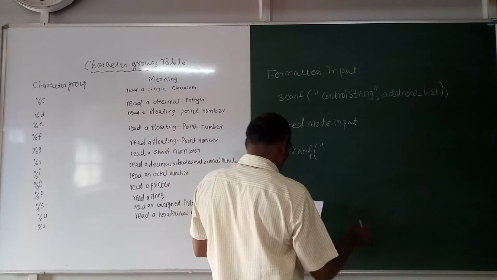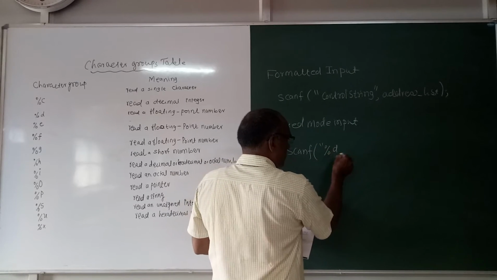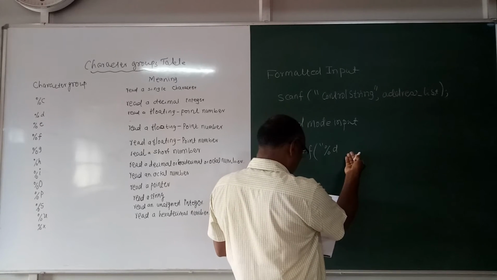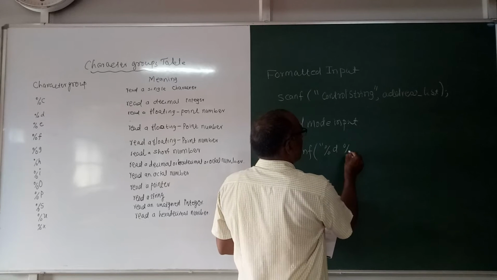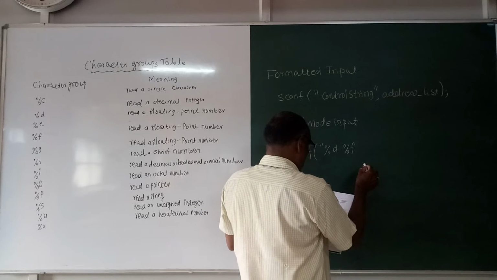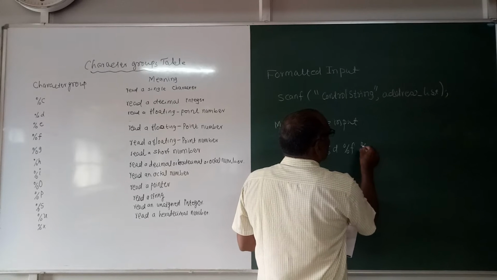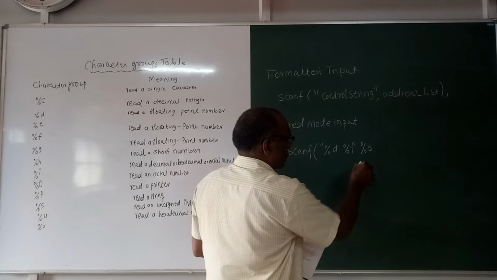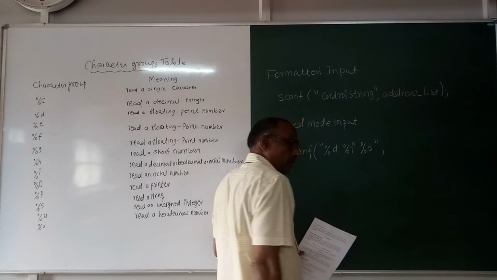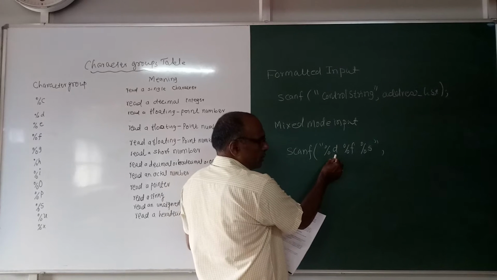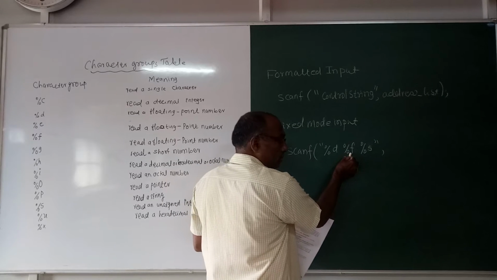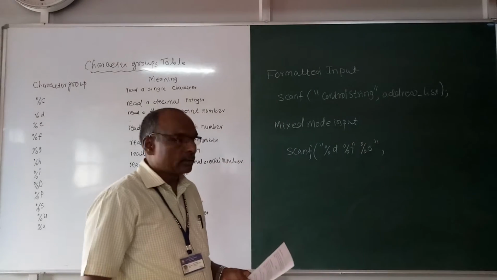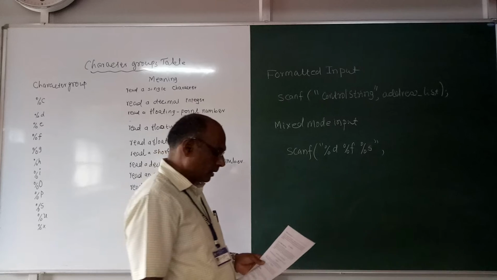Insert double quote %d. You need not give a comma or blank space. Say %f, say %s. Look at this control string. I will close this and then comma. One is decimal integer, real point number, and then string, character or character string here.